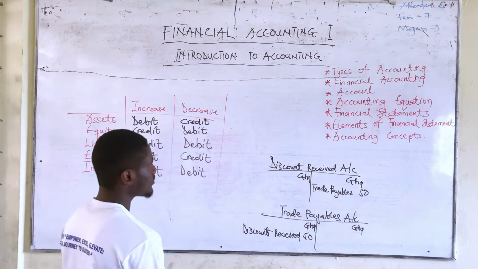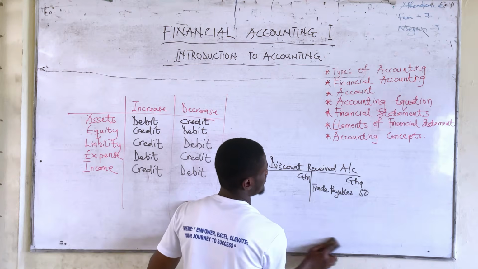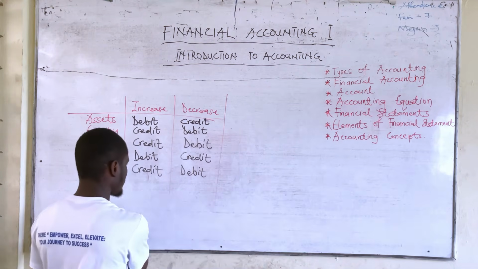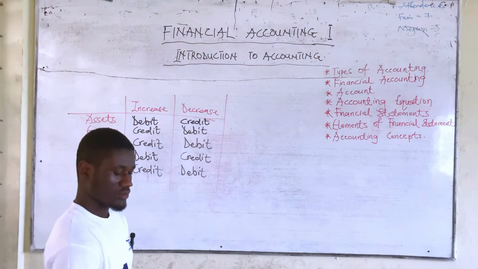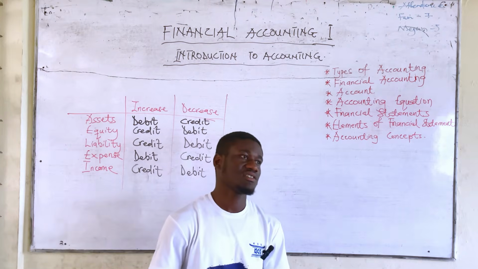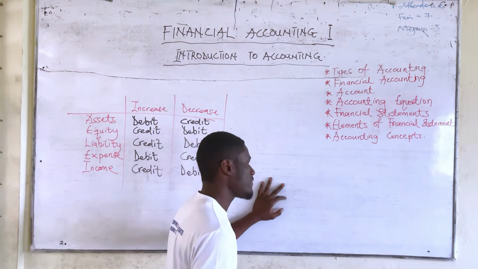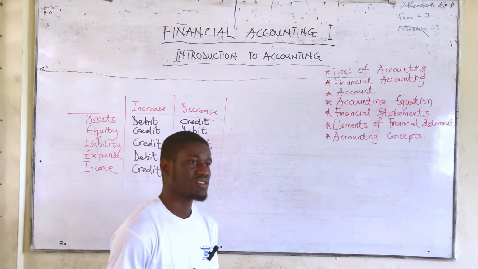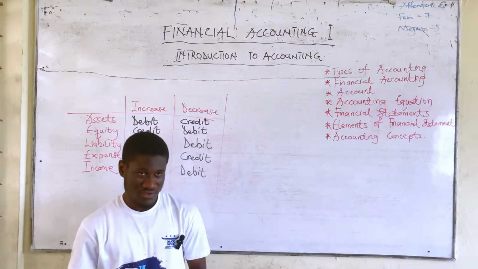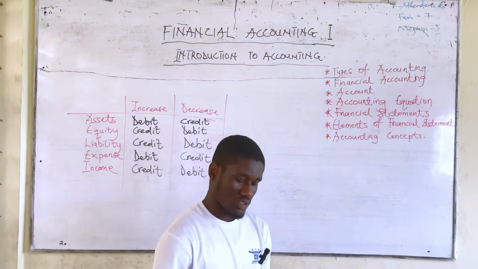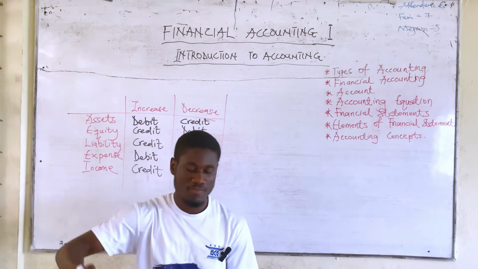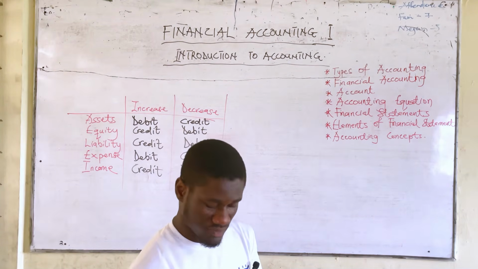So now we are done with the element of financial statements. We are moving on to some accounting concepts. Good. So we have many, so I'll talk about just three. We have going concern, which says that the business will continue to exist for the foreseeable future. Okay, so we assume that the business is going to exist beyond a specific period.